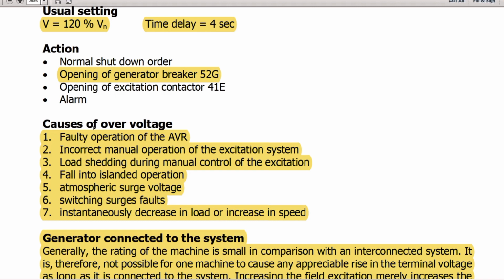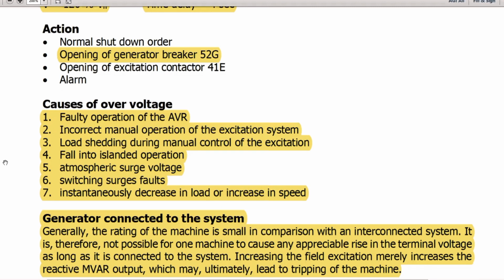The causes of this overvoltage may be due to faulty operation of the automatic voltage regulator or incorrect manual operation of the excitation system. For example, if the AVR is not on auto but on manual, some operator may manually give the command for over excitation. It means that due to over excitation, the voltage may rush and go beyond the limit. So due to that reason also, this protection may operate. Another cause is load shedding during manual operation. For example, a sudden load on the generator has been decreased. At the same time, our generator voltage will shoot up.